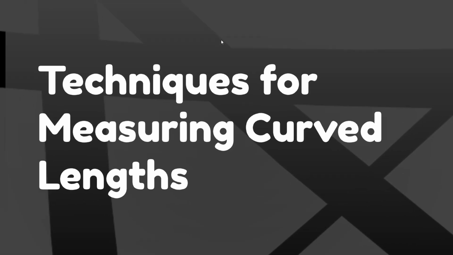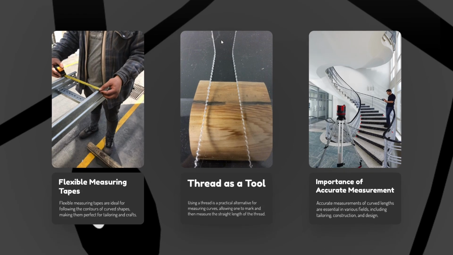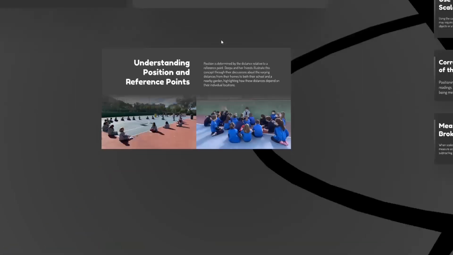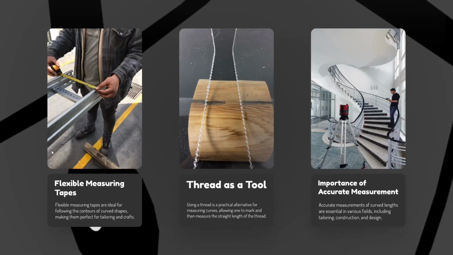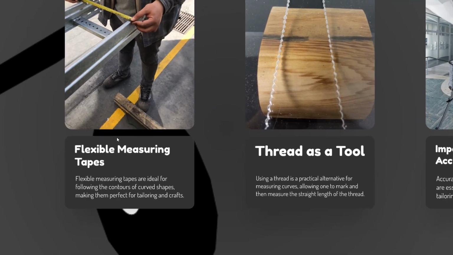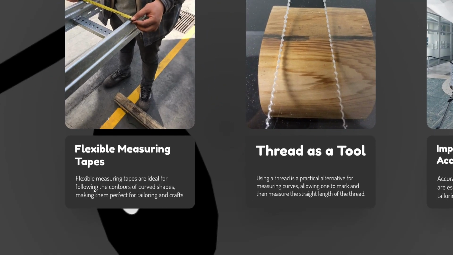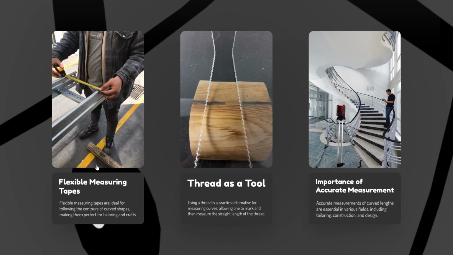So, techniques for measuring curved lengths. Now we are discussing measuring a curved surface or curved length. So, flexible measuring tape. Flexible measuring tapes are ideal for following the contours of curved shapes, making them perfect for tailoring. Like we are using flexible measuring tapes in the beginning of the chapter itself. Deepa's mother goes to the tailor shop. The tailor uses a flexible measuring tape. This is also used for measuring our cloth, etc.